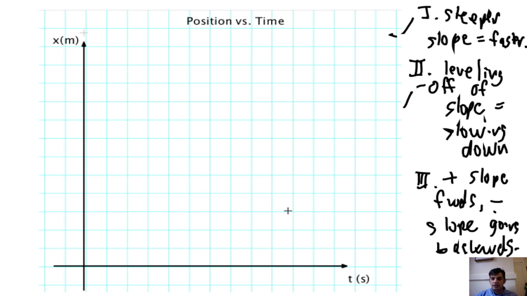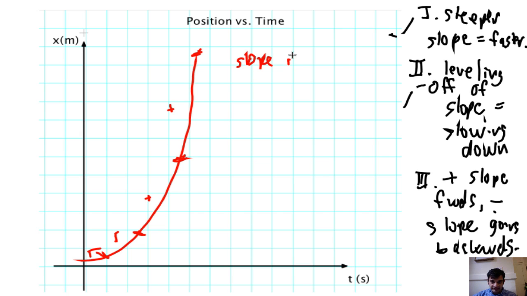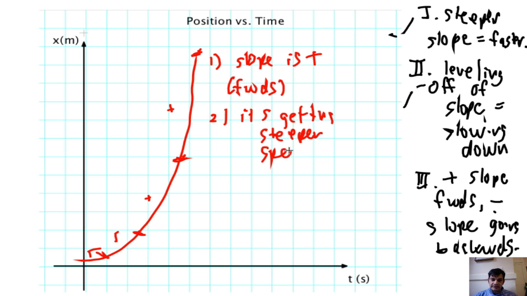So here's what I mean. Suppose I have a car that's doing this. So first, I notice the slope is getting steeper. And I notice throughout the whole thing, here the slope's positive, here the slope's positive, here the slope's positive, and here the slope's positive. So the slope is positive and it's getting steeper the whole time. So slope is positive. That means it's moving forwards. And two, it's getting steeper. So it's speeding up. So the way we describe this motion is we say going forward and speeding up.